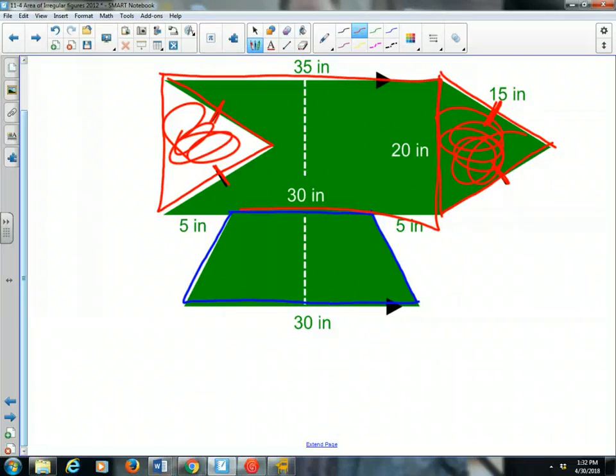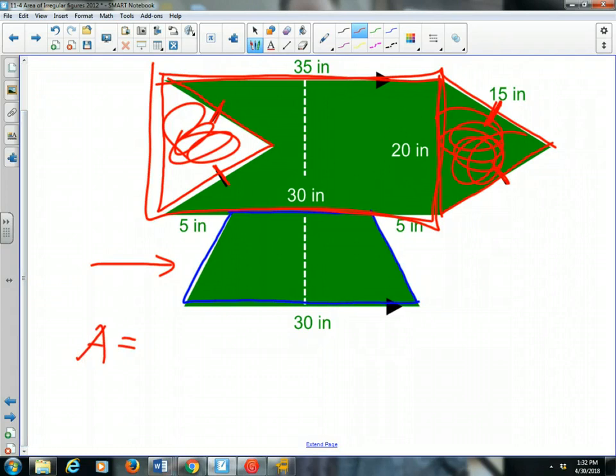We have this rectangle, base times height, and we're going to add it to this trapezoid. Okay? So the area for base times height is a base of 35. I kind of made a mess of this here. Just going to take a moment here.